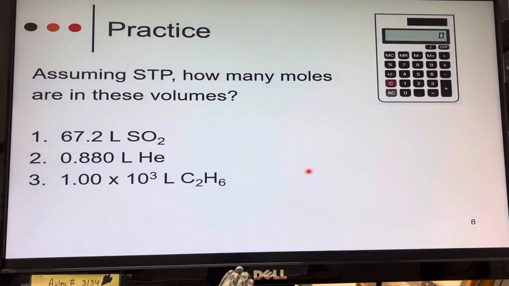Okay, here's the next practice. Also, there's a place for this practice on your notes. So now you're going to go in reverse. You're going to take that conversion factor and flip it upside down. Assuming, again, standard temperature and pressure, so you can ignore those numbers, how many moles are in these volumes? You're going to multiply liters times 1 mole over 22.4.